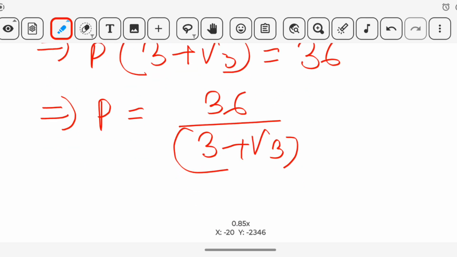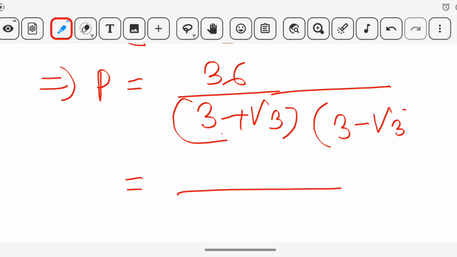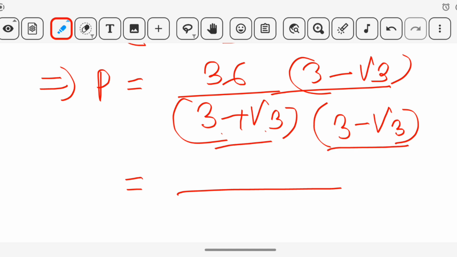So let's rationalize it. By rationalizing, we multiply 3 plus root 3 by 3 minus root 3, and in the numerator also we multiply by 3 minus root 3. So this will become a plus b multiplied by a minus b, that is a square minus b square. So 3 square is 9 minus root 3 square is 3. 9 minus 3 is 6.